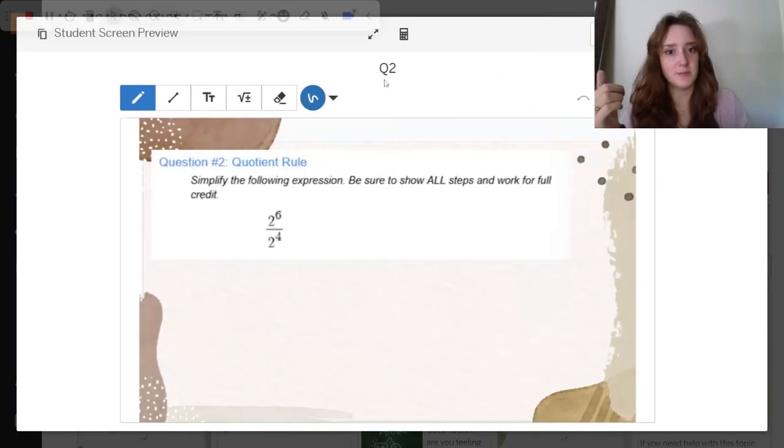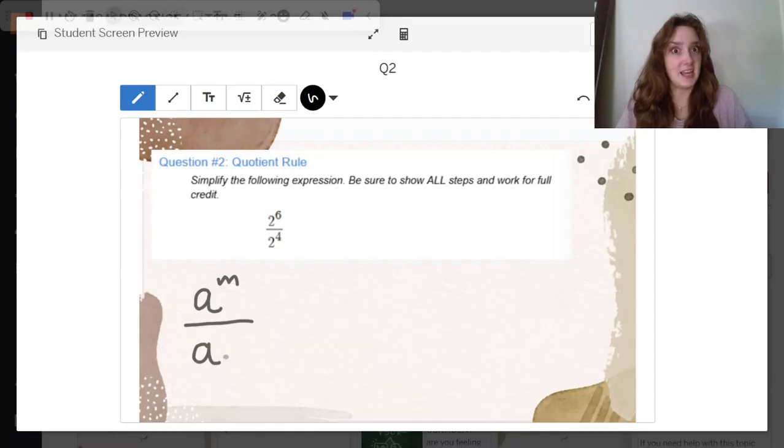All right, question number 2, which would be A. Quotient rule. Same idea as product rule. Quotient, though, means dividing. We've got 2 to the 6th power divided by 2 to the 4th power. And let's revisit what our quotient rule tells us. So if we've got some base a to the power of m, divided by the same base a to the power of some other exponent, what do we do? We're going to take the base, and now our hack, trick is to subtract the exponents.